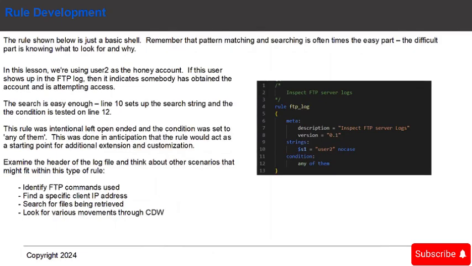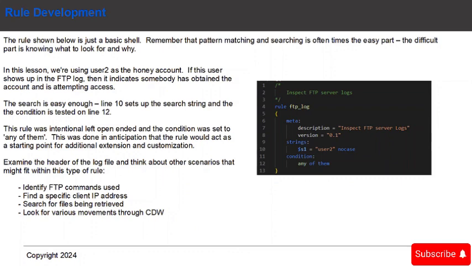The rule that we have here is just a basic shell. And remember, pattern matching and searching is oftentimes the easy part. The difficult part is knowing what to look for and why, and how to do this under the context of achieving a certain objective. So in this lesson, user 2 is the honey account. If this user shows up in our FTP log, then it indicates that somebody that's obtained the account is attempting some type of access. The search is easy enough.